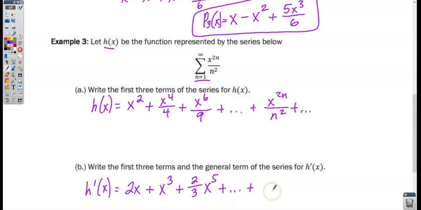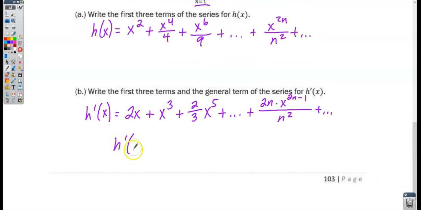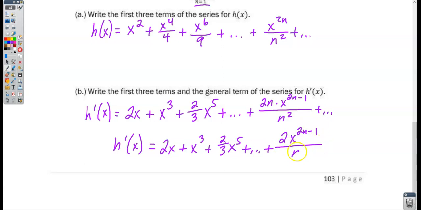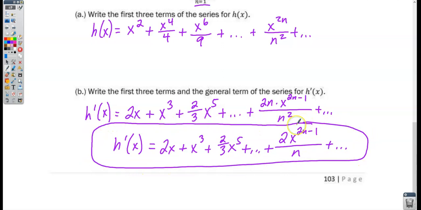And my general term is going to be 2n times x to the 2n minus 1 all over n squared. And now I'd like to simplify this general term. So this is going to be written as h prime of x equals 2x plus x cubed plus 2/3 x to the 5th plus, and then this is going to be 2 times x to the 2n minus 1 all over n as our general term. And there's the first three terms and the general term of the series for h prime of x.